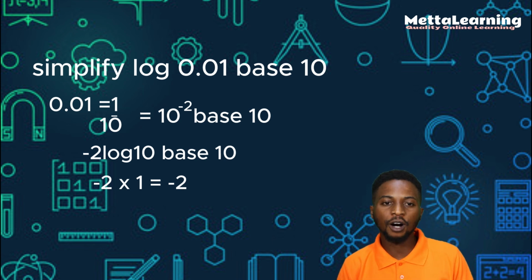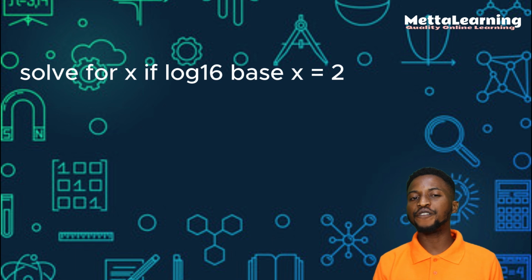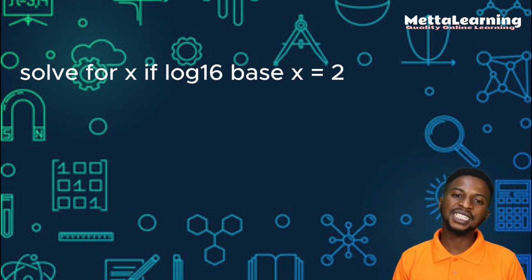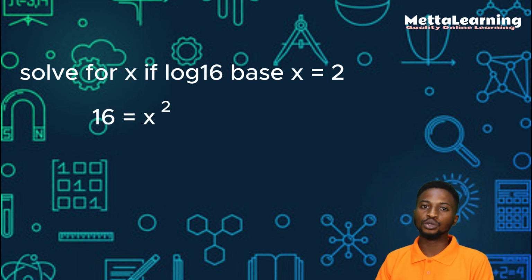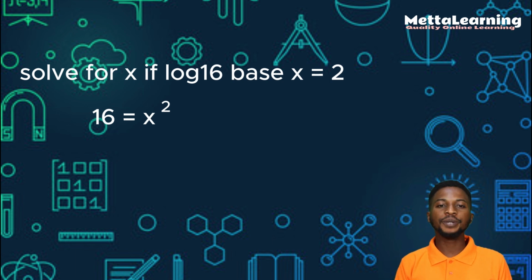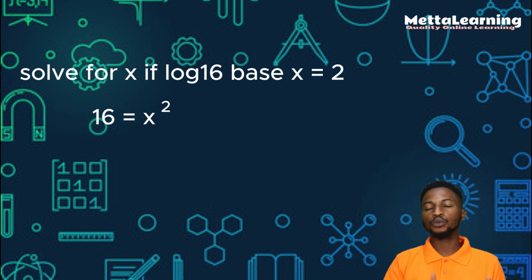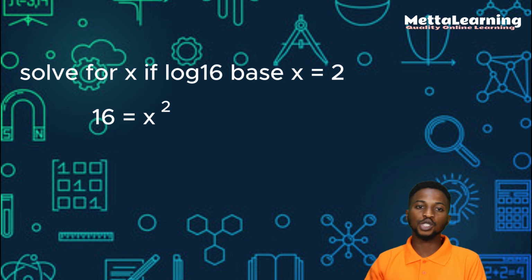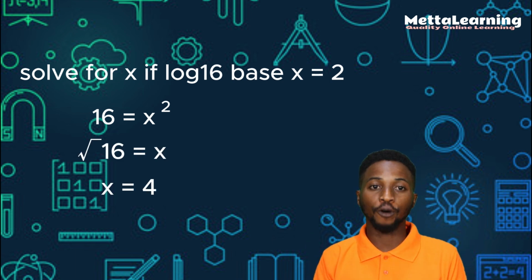The next question I have on my table is WAEC Past Question 2014. It says solve for x if log 16 base x equals 2. Then applying the rule of log in this equation will give us 16 equals x raised to the power 2. This is the rule of log. Then we'll have x raised to the power 2 equals 16. Then we have to deal with the x to get its value. We send the square to the other side to become the square root of 16, and the square root of 16 is 4. So our x equals 4.